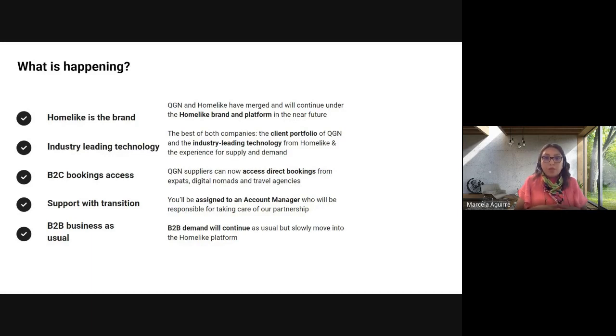B2B business as usual. We have received so many questions and doubts about what is going to happen with B2B. The demand continues as usual. Slowly, we are going to be moving everything to the Homelike platform. We don't want to disrupt this activity. We are working on consolidating the supply first, and once this is done, then the next step is going to hit.